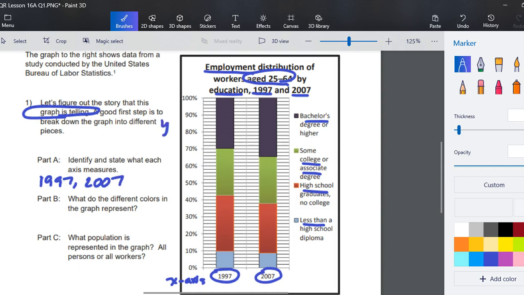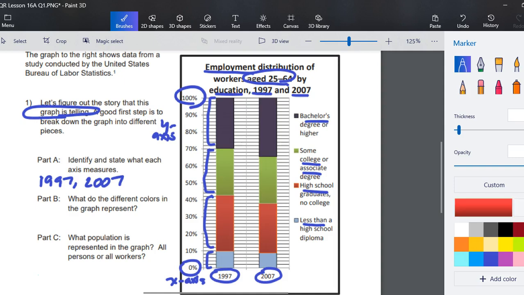Vertically, the y-axis over here is giving us percentages. Note it's going from 0 to 100. So that's going to mean that this amount plus this amount plus this amount plus this amount should add up to be 100% to represent the employment distribution, ages 25 to 64, for 1997.